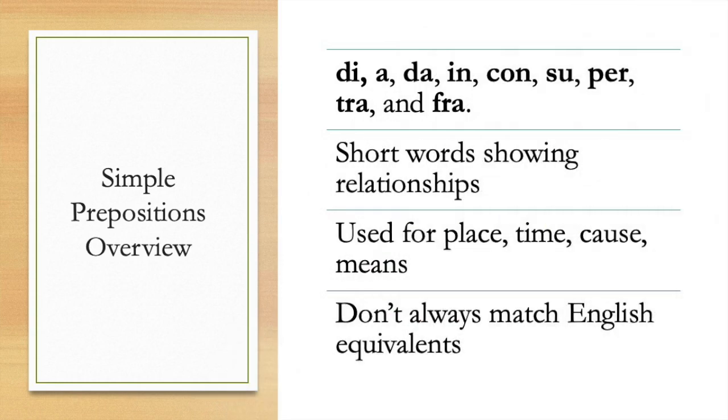Simple prepositions are short words. They are di, a, da, in, con, su, per, tra, and fra. They are used to express relationships of place, time, cause, and other connections. A key difficulty is that their meanings do not always correspond exactly to English prepositions, so a literal translation is often misleading. Instead, it's better to learn them through context and common expressions.